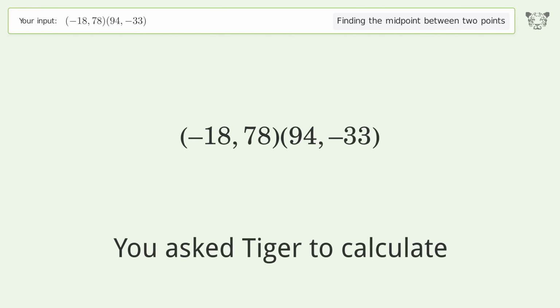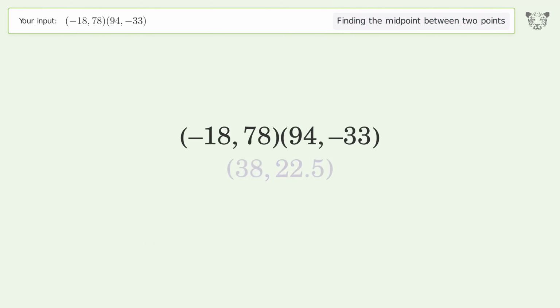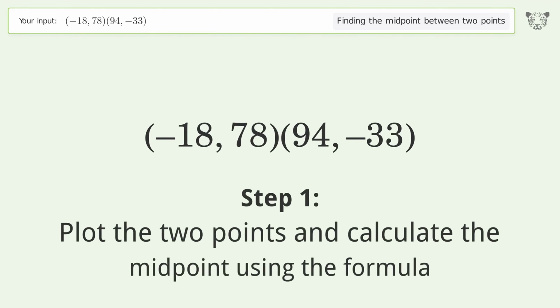You ask Tiger to calculate. This deals with finding the midpoint between 2 points. The midpoint between the 2 points is 38, 22.5. Let's solve it step by step. Plot the 2 points and calculate the midpoint using the formula.